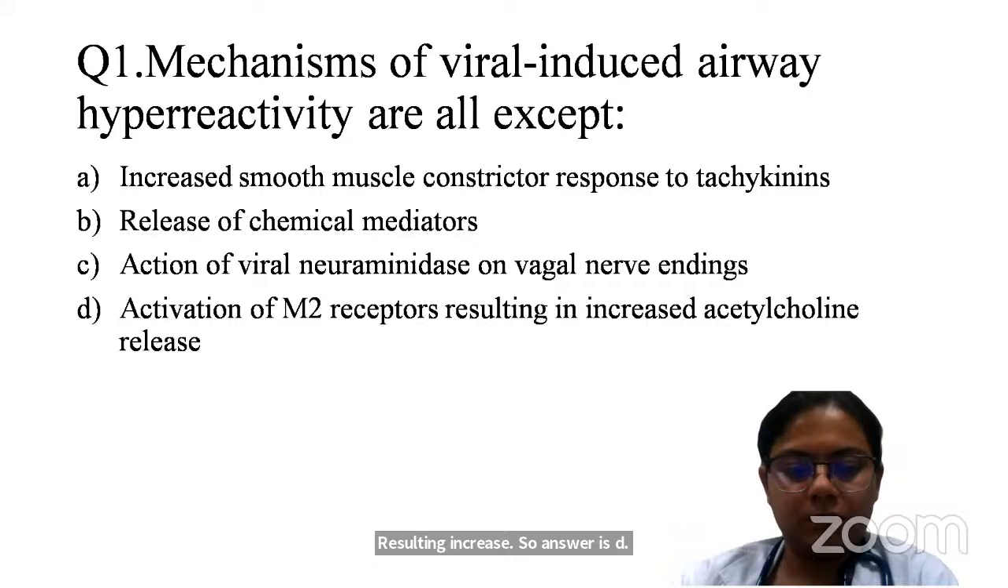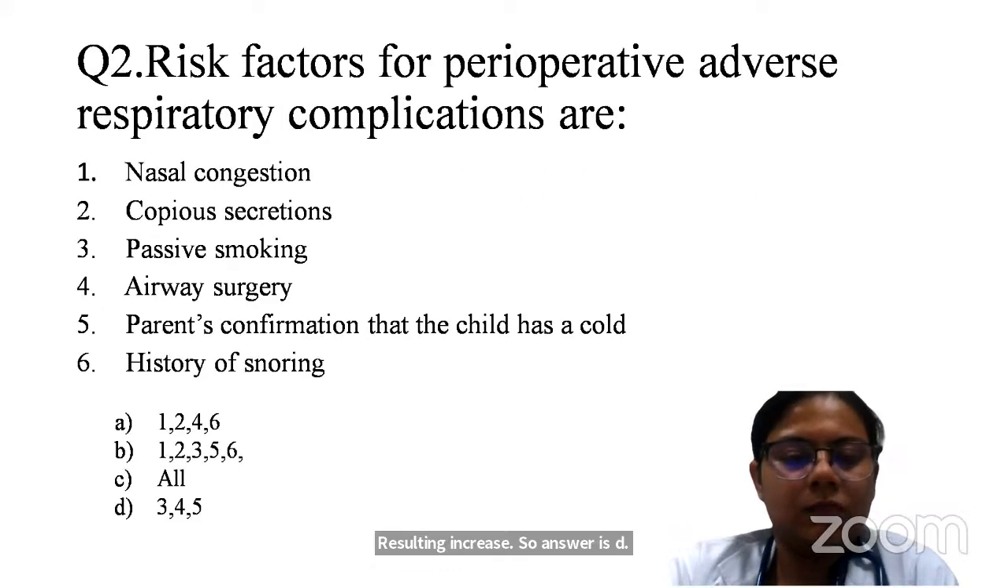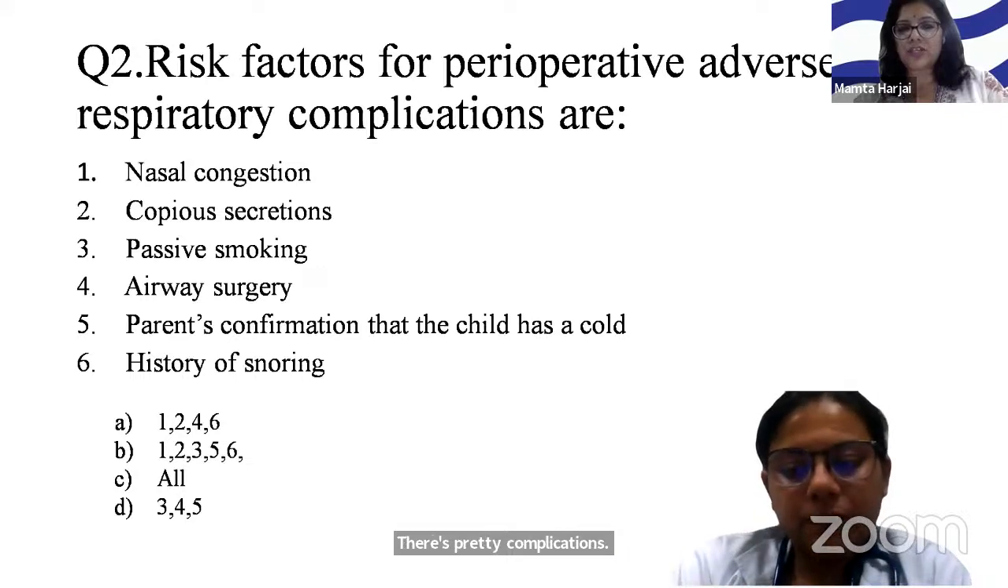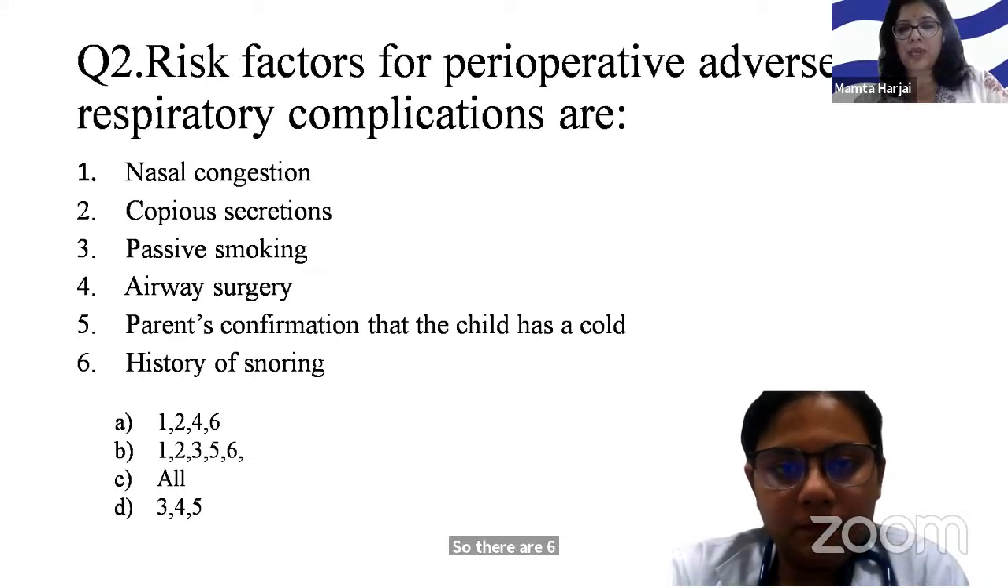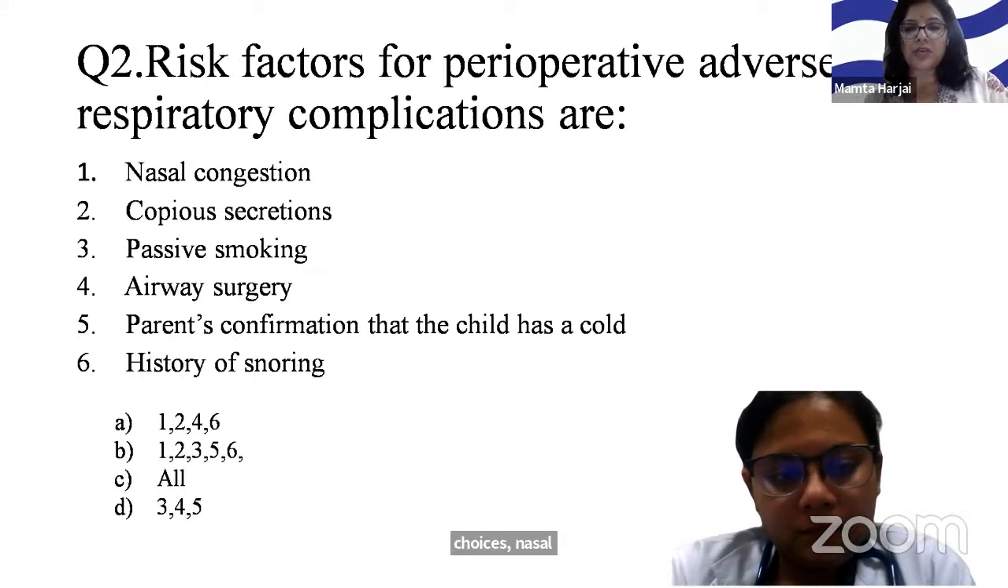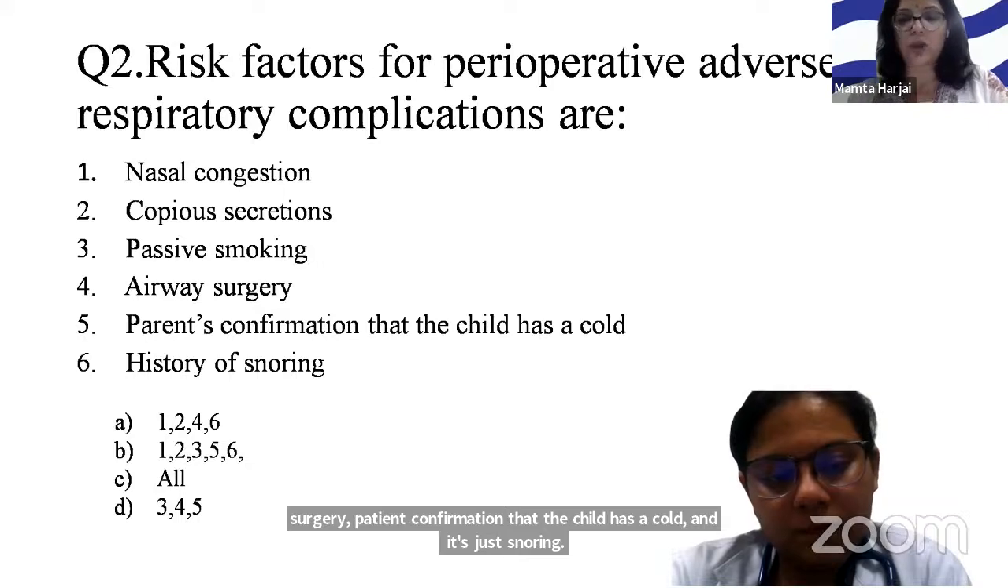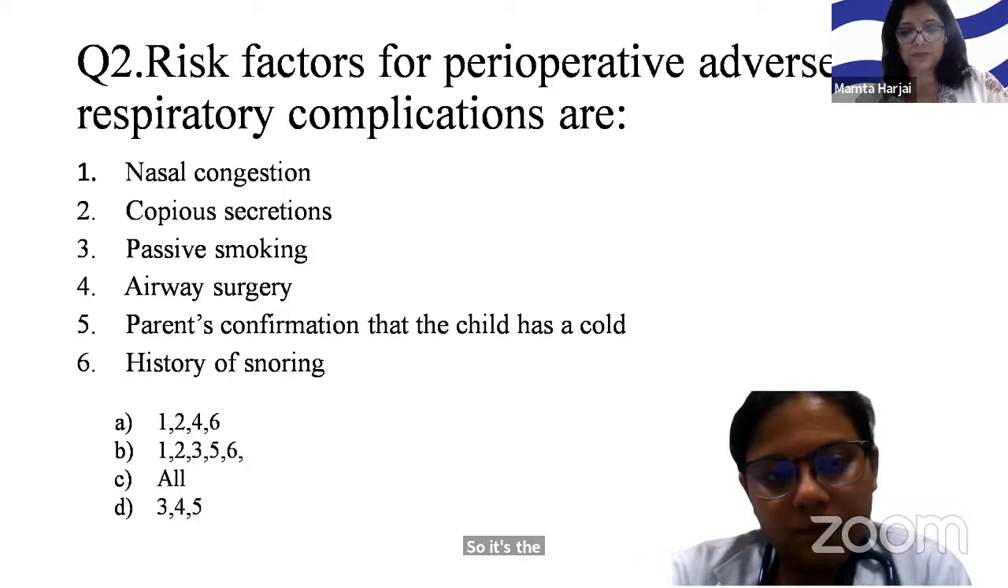Coming to question number 2. What are the risk factors for perioperative adverse respiratory complications? There are 6 choices: nasal congestion, copious secretion, passive smoking, airway surgery, patient confirmation that the child has a cold, and history of snoring. In A, B, C, D, we have made different combinations. You have to tell us which combination is right.